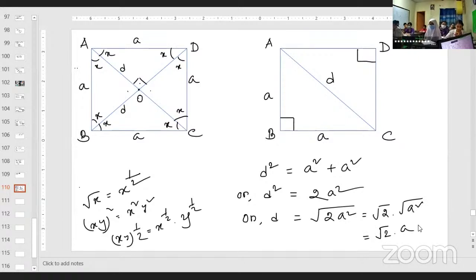What have we learned from there? The length of the diagonal is root 2 times of a. Root 2 times of a. Then the diagonal is root 2 times of a. So if you have the length of the diagonal, then if you divide the diagonal by root 2, you are going to get the length of the sides.